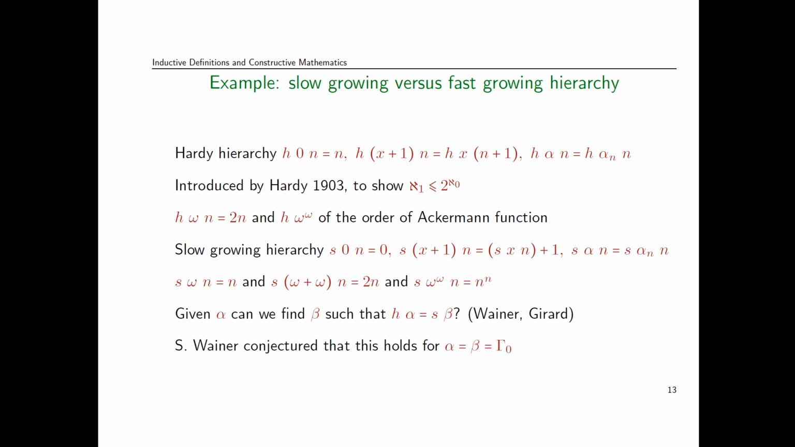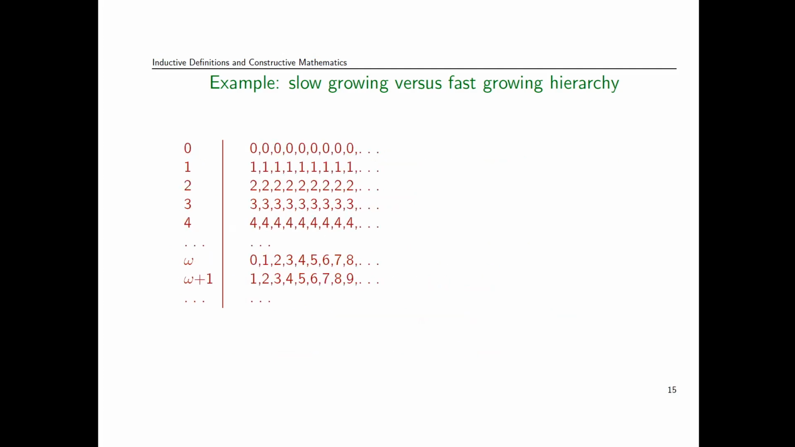And this is the representation of the Hardy hierarchy in type theory extended with a type of ordinals. H takes an ordinal and a natural number and gives a natural number, so H of alpha is a function from nat to nat. And the slow growing hierarchy, S of alpha, will also be a function from nat to nat. It is very simple to represent this in type theory with inductive definitions. And so they don't coincide for alpha, beta, gamma 0.